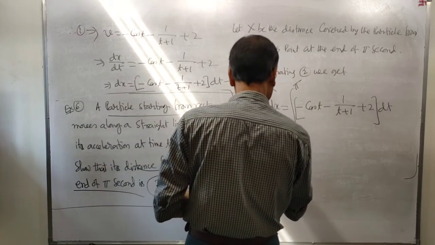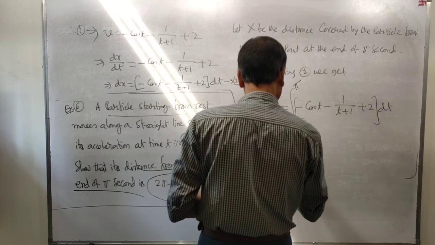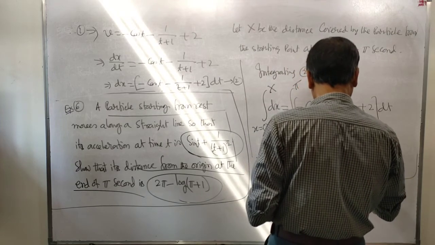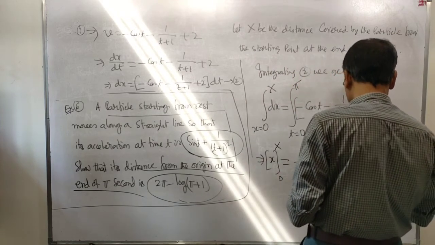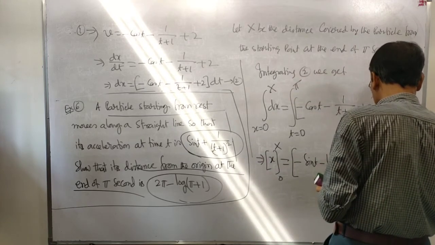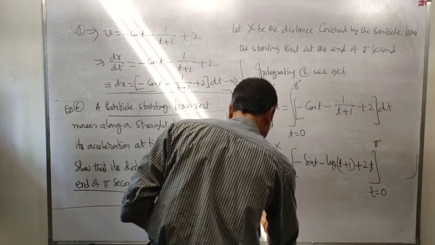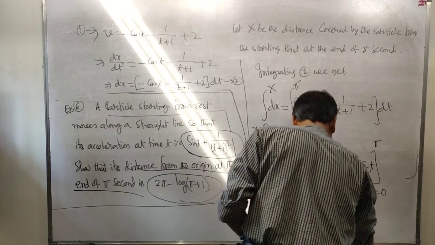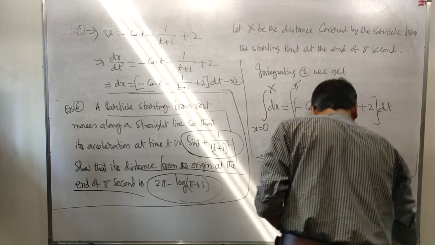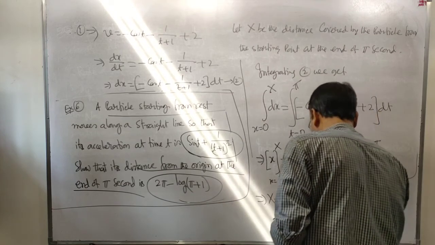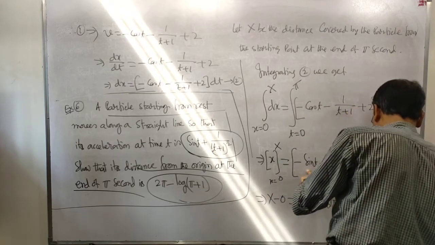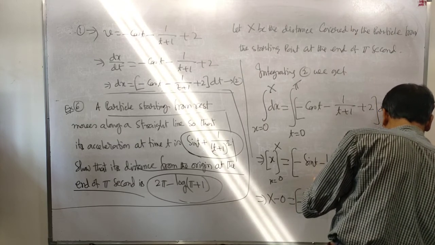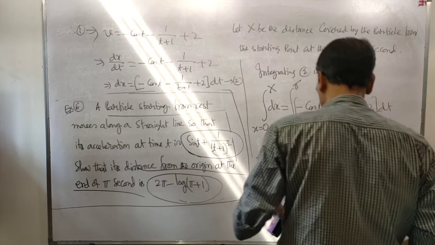This means x from 0 to capital X equal to minus sin t minus log (t plus 1) plus twice t, with t from 0 to pi. This means capital X minus 0 equal to minus sin pi minus log (pi plus 1) plus twice pi, minus, put 0: minus sin 0 minus log (0 plus 1) plus 2 times 0.